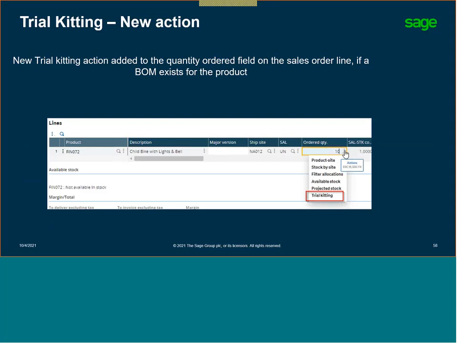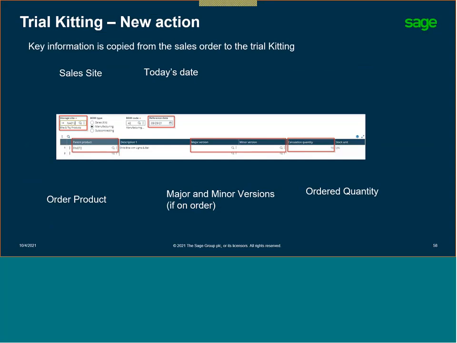So a new trial kitting action has been added to the quantity order field on the sales order line if a BOM exists for the product. So we can now see that we've got a trial kitting option to allow us to go and check the quantities. When we click on that, the system automatically copies the key information from the sales order to the trial kitting screen to be able to run the trial kitting.